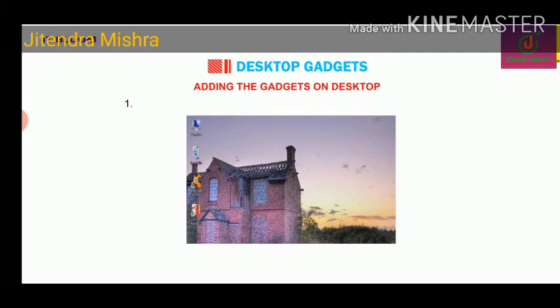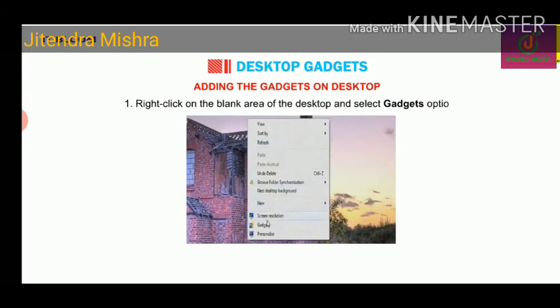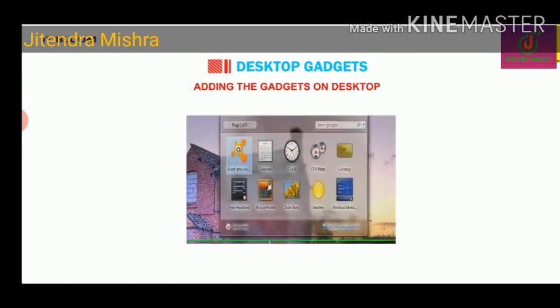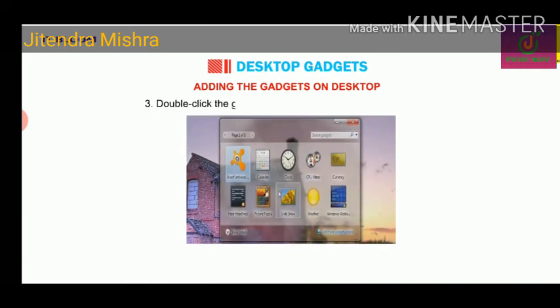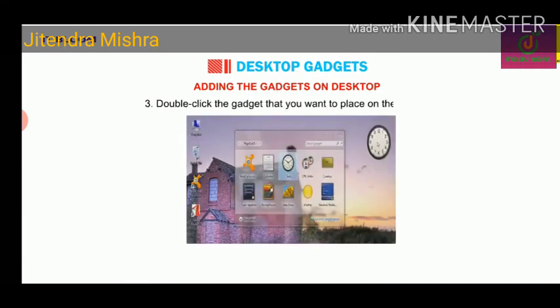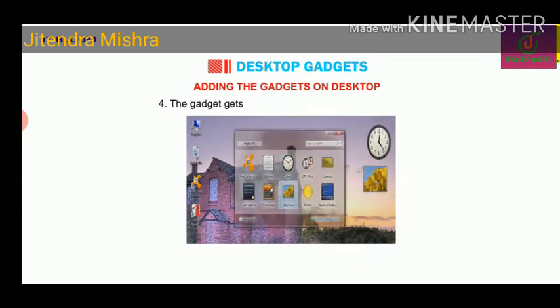Okay, now we will learn how to add gadgets on the desktop. Number 1, right-click on the blank area of the desktop and select the Gadgets option. Number 2, the Gadgets window will open. Number 3, double-click the gadget that you want to place on the desktop. Number 4, the gadget gets placed on the right side of the desktop.